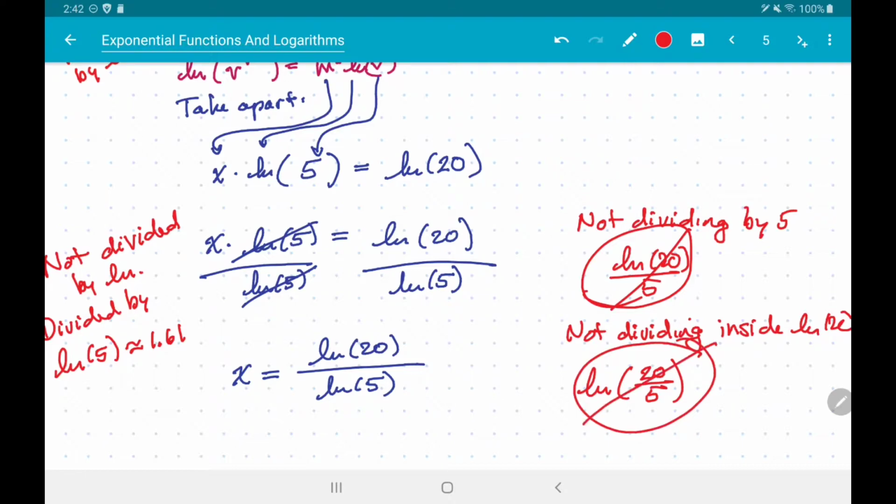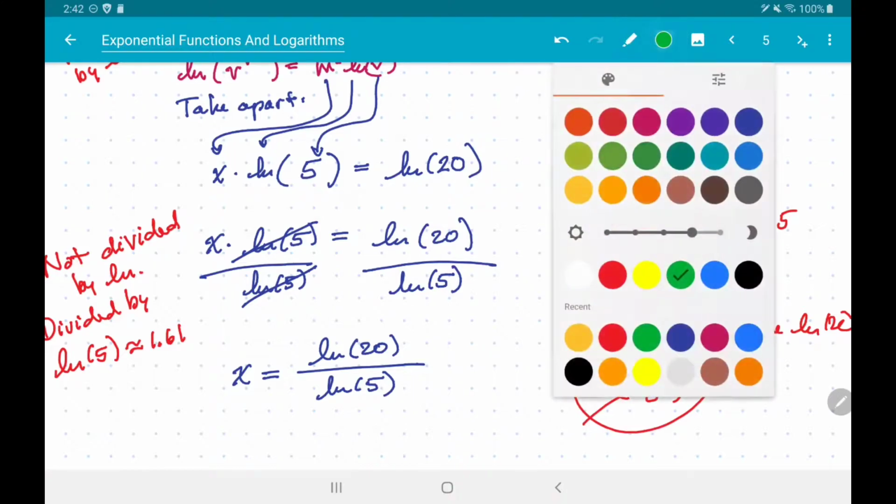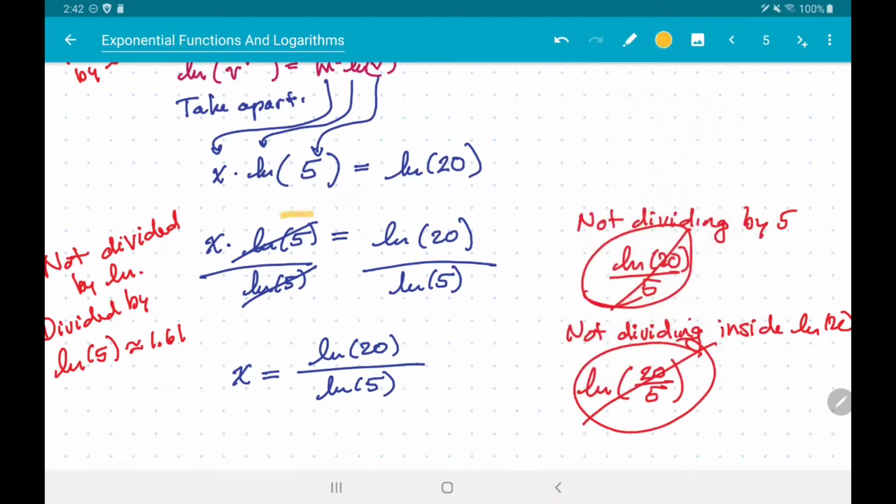Instead, you have to respect the structure of these algebraic formulas. Sorry, this highlighter feature is not doing exactly what I intended, but there you go. ln of 20 is a substructure. ln of 5 is a substructure. Both of those actually represent specific numbers, and this is the division that you need to do to solve this equation and isolate the x. Okay, well, having done that, let's go to the calculator and give this a try.